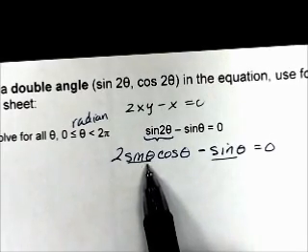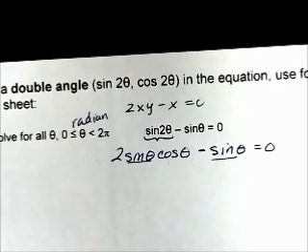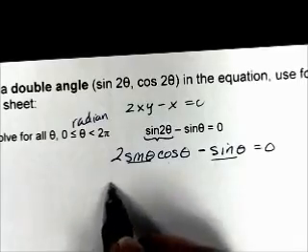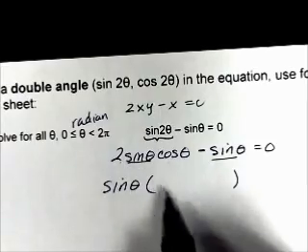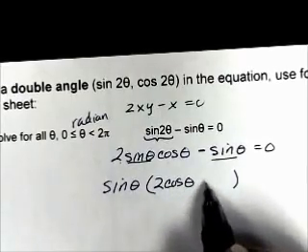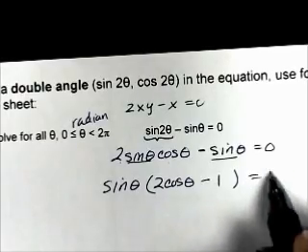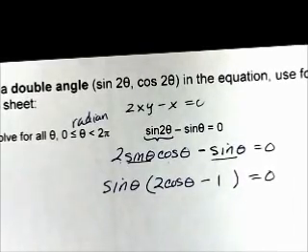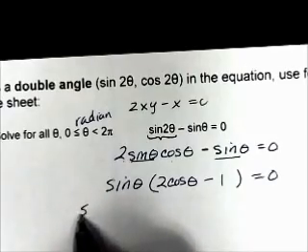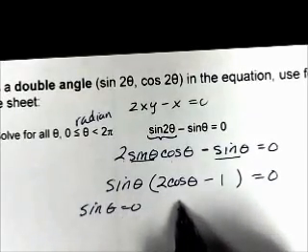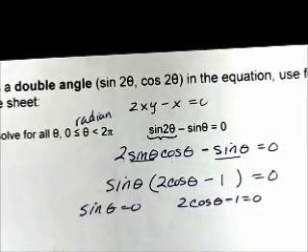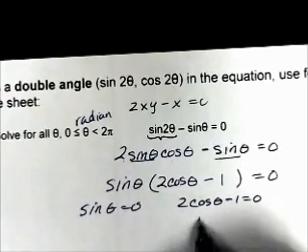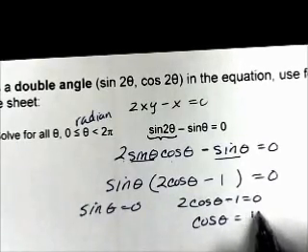We have 2 sine theta cosine theta minus sine theta equals 0. Sine theta is common to both terms. Factor that out. We have sine theta, and then in parentheses, 2 cosine theta minus 1 equals 0. So we factored it. Now set each factor equal to 0. So we have sine theta equals 0 and cosine theta equals 1/2.